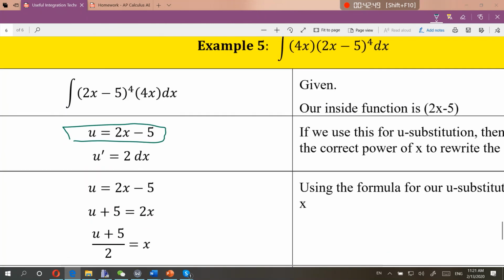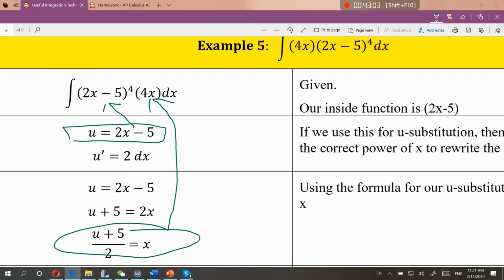So now I'm going to take this x, u plus 5 over 2 is equal to x, and substitute that for x in my original equation. I'm going to substitute u for 2x minus 5 in my original equation, and I'm going to substitute du over 2 for my dx here.